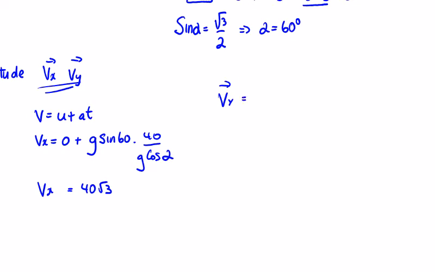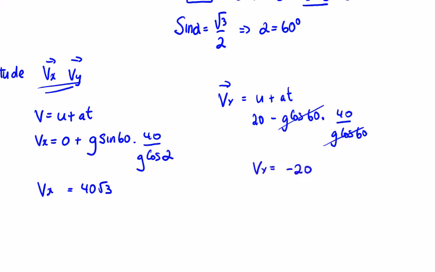It's going to be the 20. My u plus at, the 20 minus g cos alpha. We have the g sine alpha must be g cos alpha, so minus g cos 60 by my time, which was 40 over g cos 60. Oh, my g's and my cos 60s will cancel, so I'm just left with minus 20. So my velocity of y is minus 20.